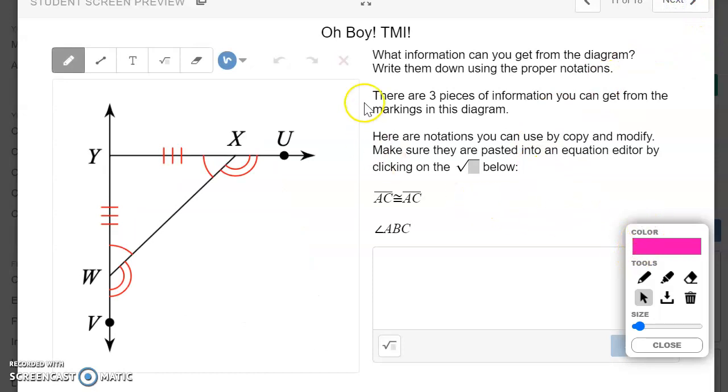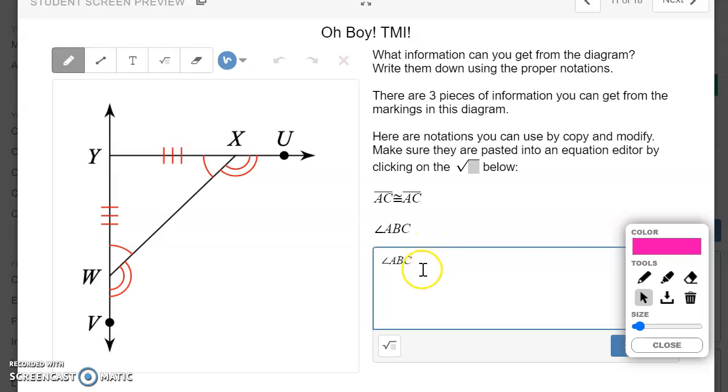Okay, and then lastly, what information can you get from the diagram? Write them down using the proper notation. Okay, so you need to copy these to be able to use it here, okay? Because your editor does not work.